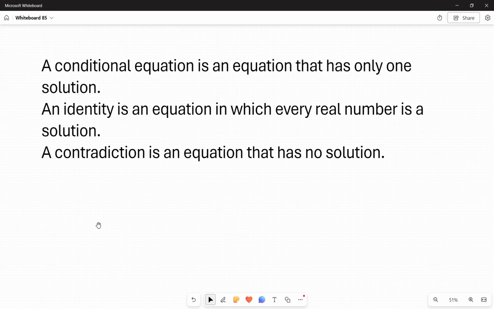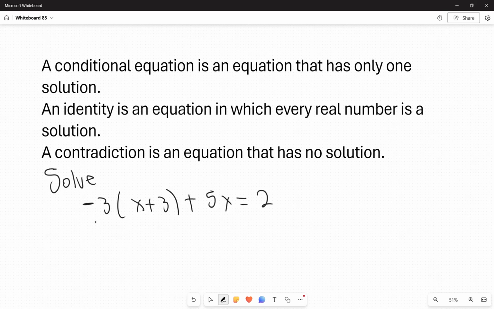You can have an identity, which is an equation in which every real number is a solution, and a contradiction, which is an equation that has no solution. So let's do an example of an identity. Let's suppose we want to solve -3 times (x plus 3) plus 5x equals 2 times (x plus 1) minus 11.